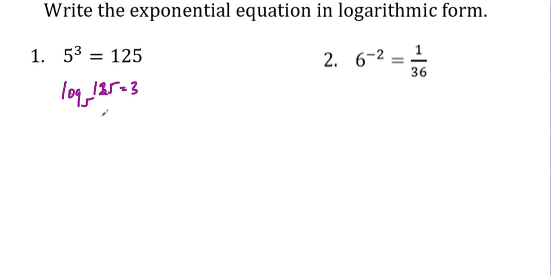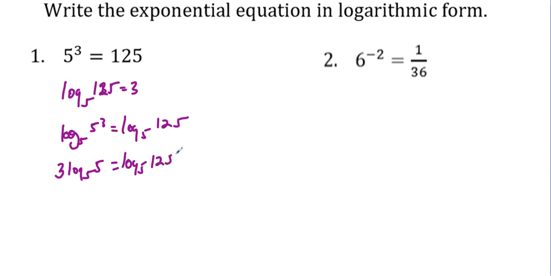Let me show you another way to do this. We can do something to one side as long as we do it to the other. So I'm going to take the log of both sides, and I'm going to do log base 5. So here we have log base 5 of 5 to the third is equal to log base 5 of 125. Now, if you remember from your algebra course, we have this raised to an exponent, so I can bring the 3 into the front. That's exactly what I'm going to do. I'm going to do 3 log base 5 of 5 is equal to log base 5 of 125.